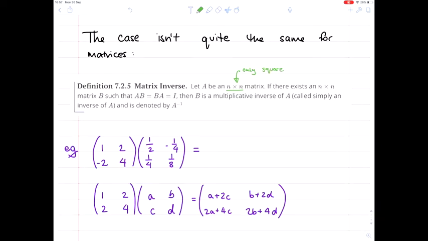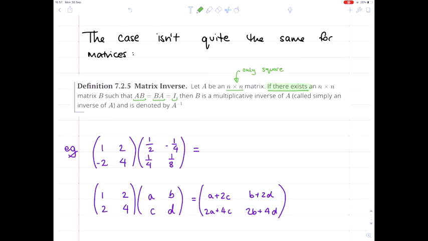And then we say that if we can find an n by n matrix such that the product of our matrix and its inverse gives us the identity, then that thing is a multiplicative inverse. But notice this little "if there exists"; it doesn't always exist.